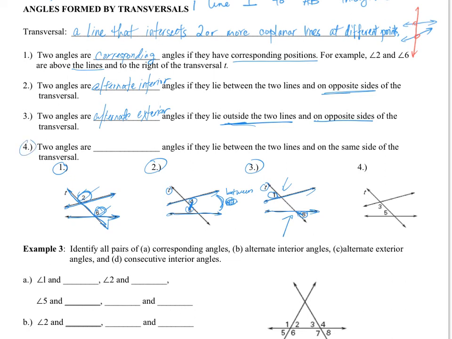Now for 4, two angles that are consecutive, meaning right next to each other, consecutive interior angles, if they lie between the two lines. So again, for example, angle 3 and angle 5 here, they're between these two lines, and they're on the same side of the transversal. So angle 3 and angle 5 are on the same side of the transversal. And this angle and this angle are also considered consecutive angles.